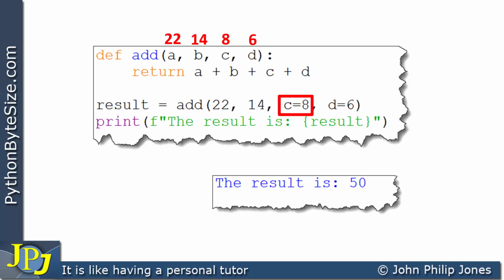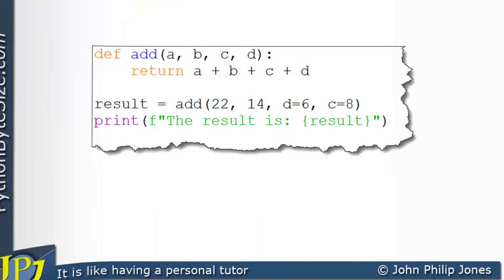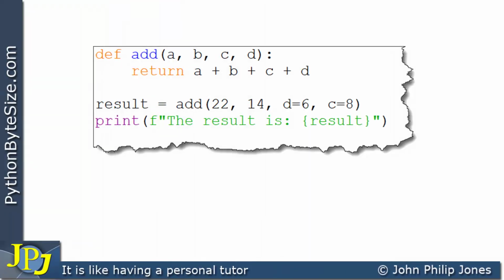Please take note of these keyword arguments and their position. You can see I've got C equals 8 and D equals 6. I'm going to amend this program, and the amendment is going to be the swapping of these two arguments, as you can see on the next slide. And now you can see I've got D equals 6 coming before the C equals 8. So you can see these positions have been altered compared to the last program we were looking at.